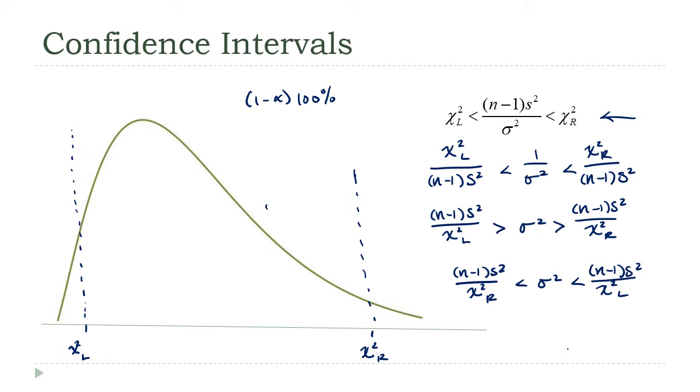In this case, just to be clear, we have got sigma squared in there, right? So this sigma squared isn't the standard deviation, it's the variance. So what I have here is a confidence level for the variance of the population.